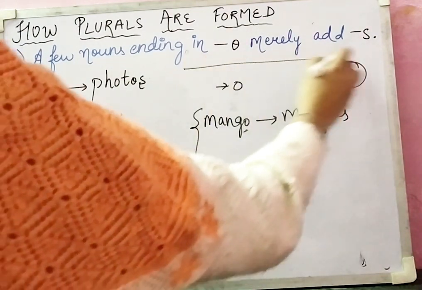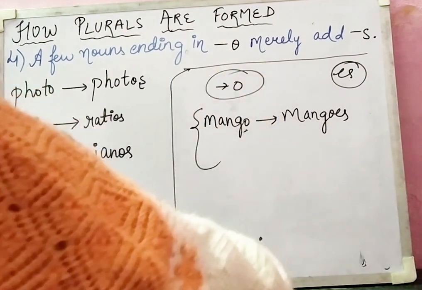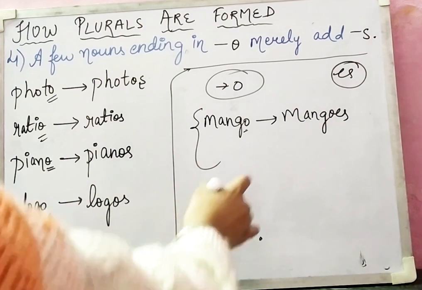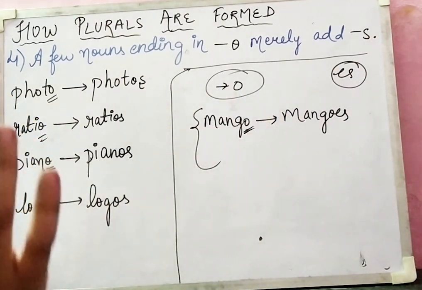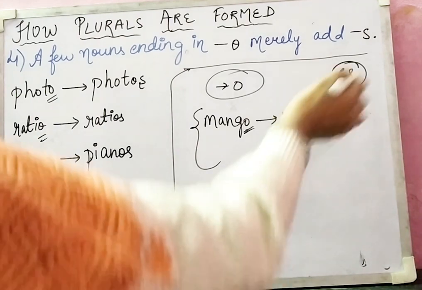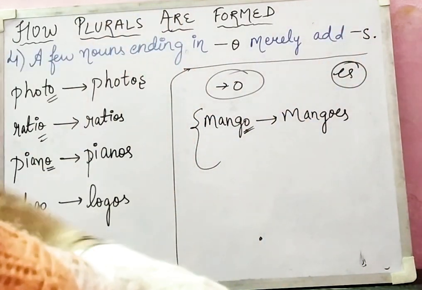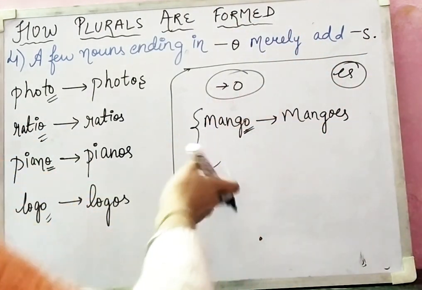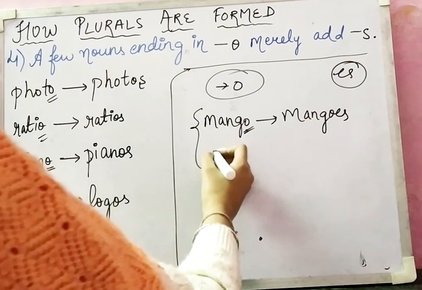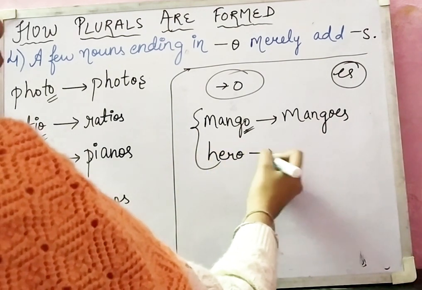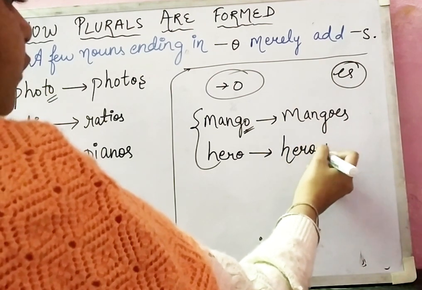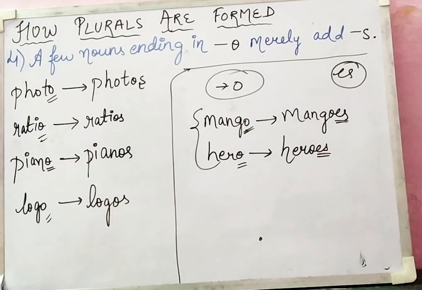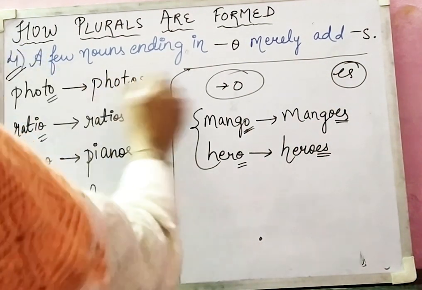Means in the previous one the noun ends with o only, and in this the noun ends with o only. But in this s is added to make it plural, but in that es is added to make it plural. So what's the example? We can take one more example of this only, like hero. So what will be the plural? Heroes. We have added es here. So I think this much is clear in both the parts, in the fourth part also and in the third part also.